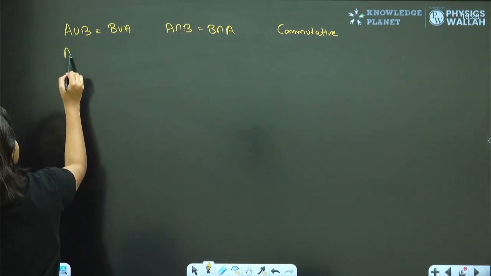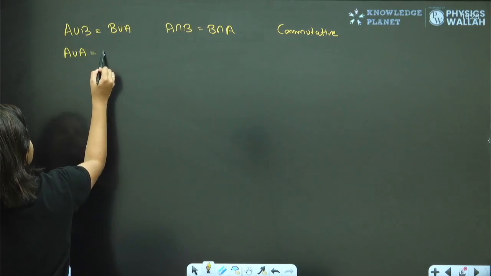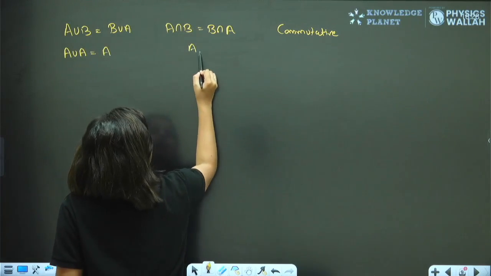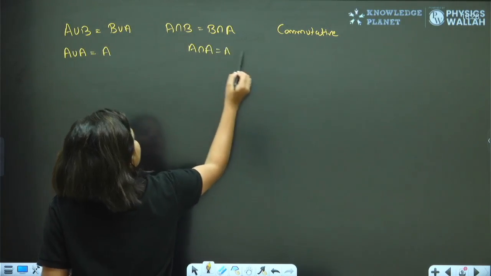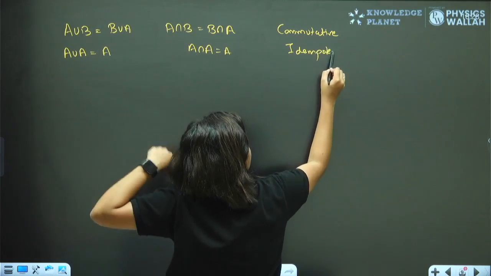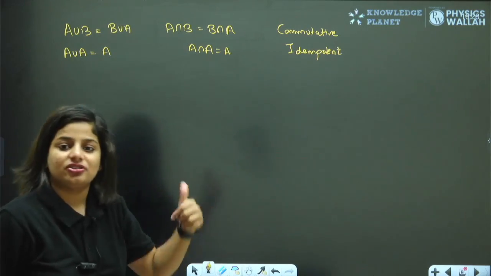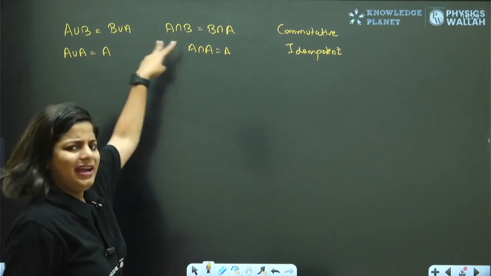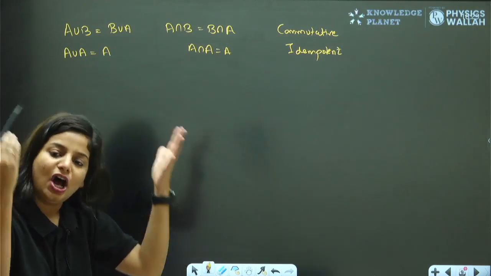What about this? A union A is A. Also, A intersection A is A. This property is called idempotent. The word idempotent means unchanged. A, everything A, unchanged.